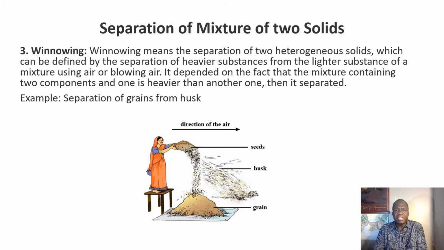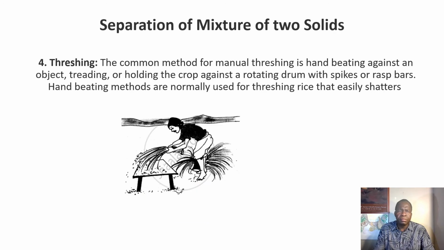Winnowing means the separation of two heterogeneous solids, which can be defined as the separation of a heavier substance from the lighter substance of a mixture using air or blowing air. An example is the separation of grain from husk. So this is another example of a technique used to separate two solids combined together.